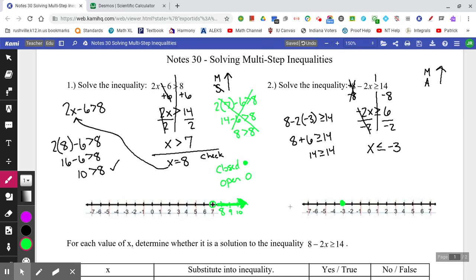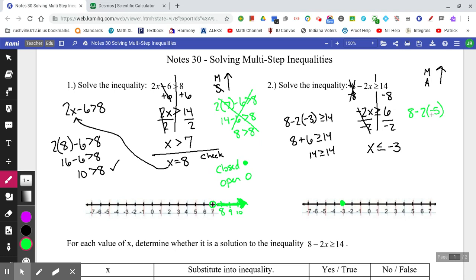Now, am I going to shade in values to the left, which are smaller than, less than values, or am I going to shade in the values to the right, which are greater than values? All right, so if I am having trouble with this, pick one of these. It doesn't matter which one you do, and see if it gives you a true statement or if it gives you a false statement. So for example, if I try negative 5 into the original inequality, that gives me 8 minus 2, and then in parentheses, negative 5.